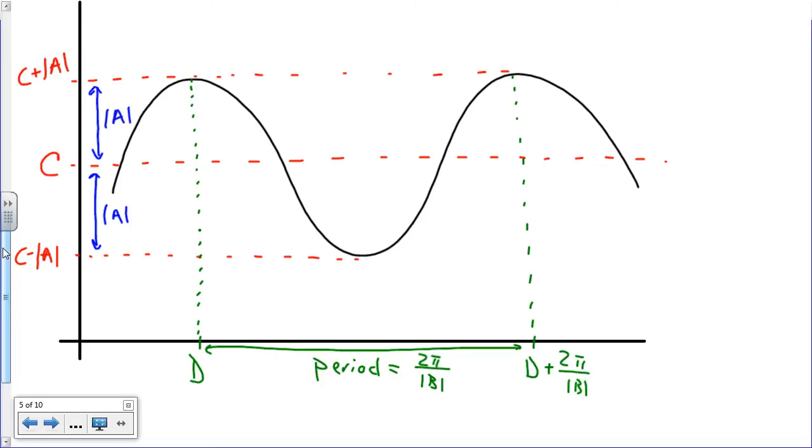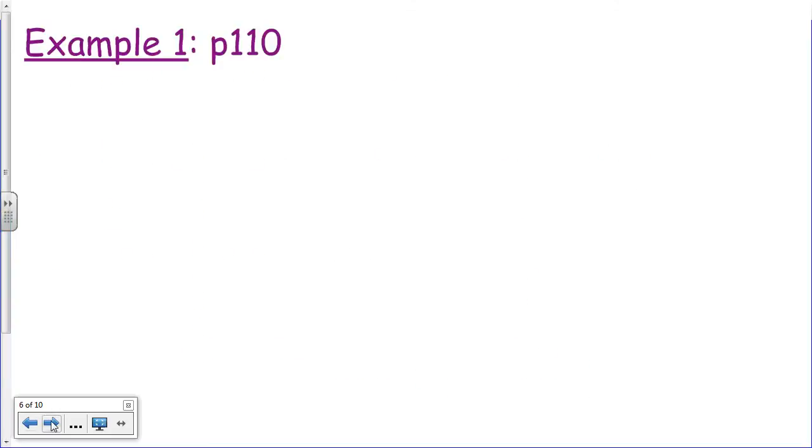So given the graph of a sinusoid, you should be able to come up with the values for A, B, C, and D, thus get your general sinusoidal equation, and then be able to do some calculus with that. So let's try that with an example. Look at example 1 on page 110.